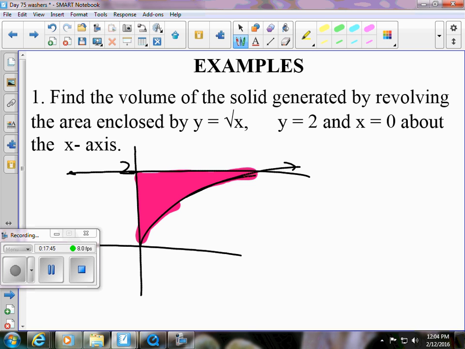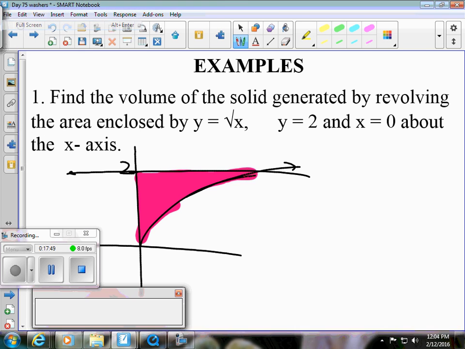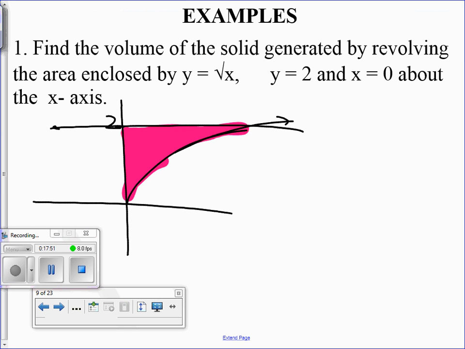All right, now I need you to use your imagination. I need you to tell me what this is going to look like when you take this region and revolve it about the x-axis. Like an upside down what? Crown. If you're looking at it from the outside, let's say I'm holding this.